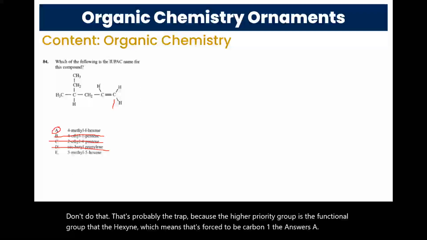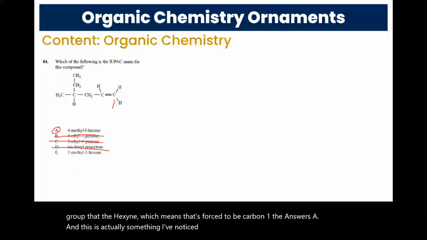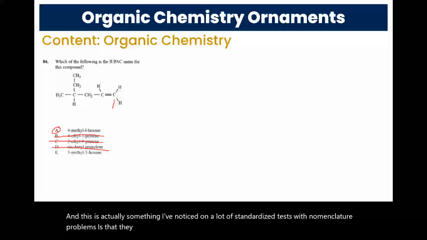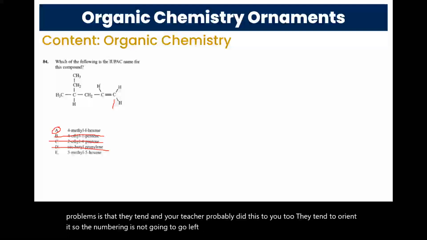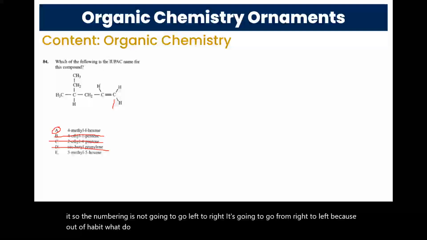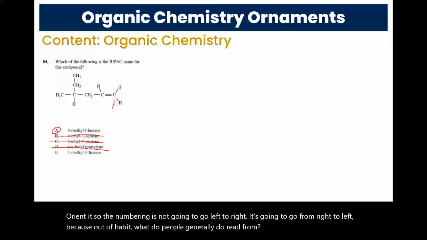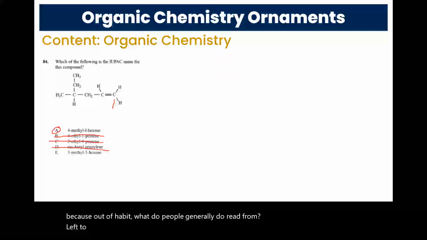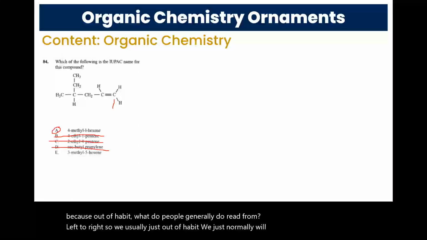And this is actually something I've noticed on a lot of standardized tests with nomenclature problems, and your teacher probably did this to you too, they tend to orient it so the numbering is not going to go left to right, it's going to go from right to left. Because out of habit, what do people generally do? Read from left to right. So we usually just out of habit go left to right the way we do things.